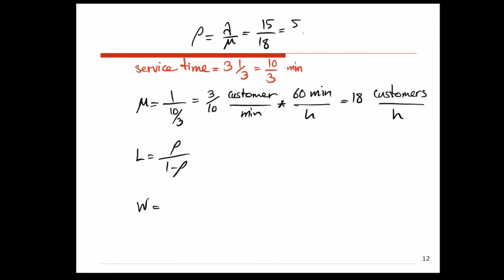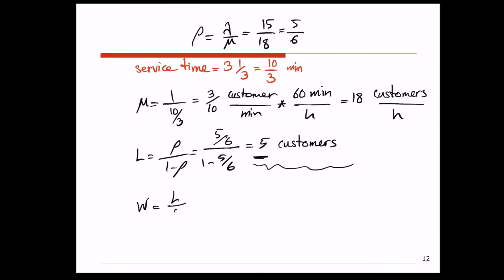That's going to be 5 over 6. So here then, 5 over 6 over 1 minus 5 over 6. That's going to be 5. So after the panic situation happens, cars come to the system more often to get their tank filled, and the number of customers or the number of cars that are in the system is going to increase and go from 1 to 5. The value for W, which is the time waiting in the system, is going to be L over lambda. That's going to be 1/3 of an hour or 20 minutes.